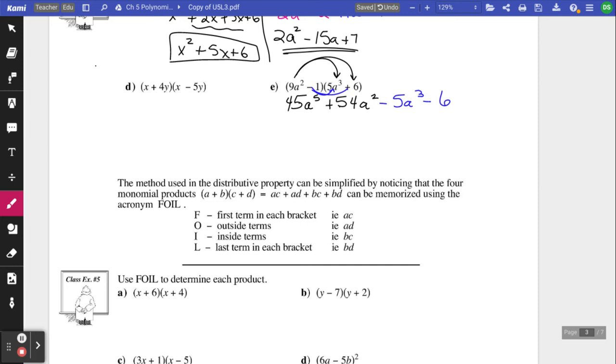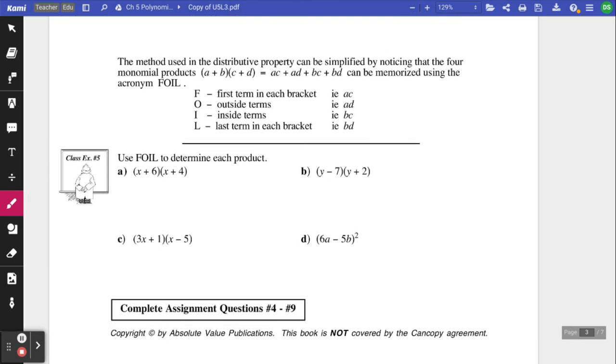Now, is there anything that can combine together? No. How come, Abby? You said no. Because the exponents are different. On all the a's, none of them have the same exponent. So you're done.